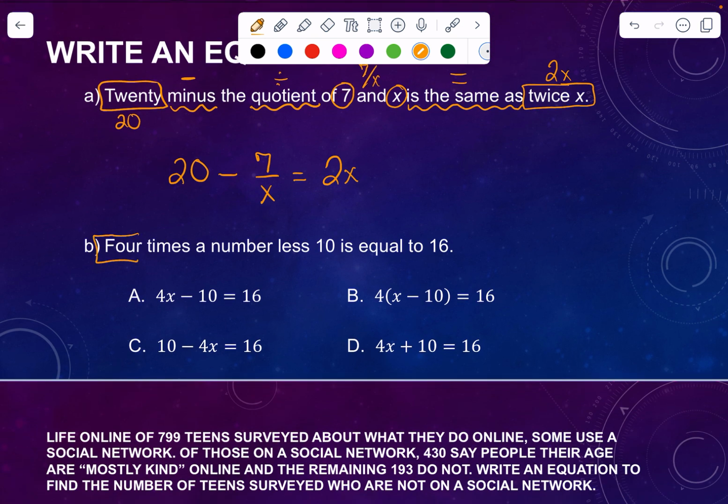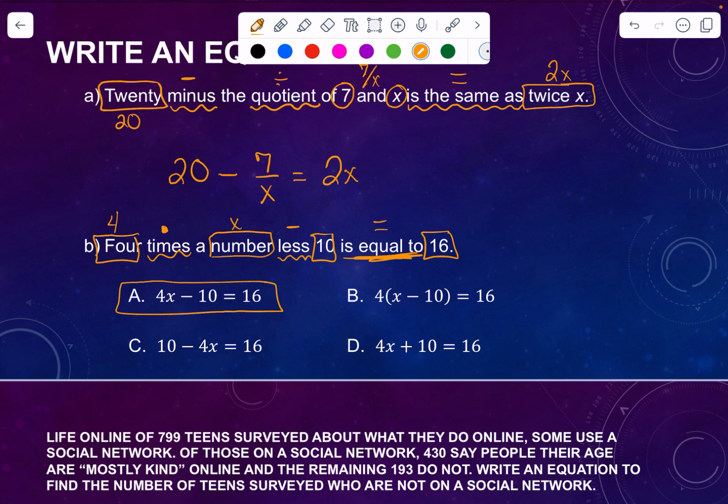Let's try the next one. 4 times, that's multiplication, a number less, that means subtraction, 10 is equal to 16. So let's see if we can match that up. 4 times a number less 10 equals 16. And there it would be A, because we have 4x, 4 times x, less 10 equals 16.